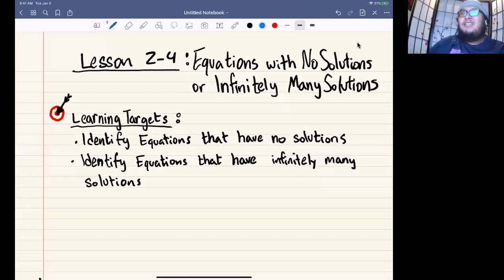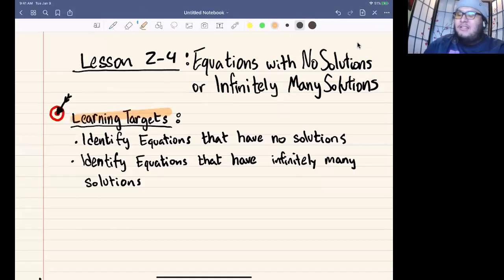We're gonna go over lesson 2-4 in our book, that's our Springboard Algebra 1. We're gonna be going over equations with no solutions or infinitely many solutions. That can mean a lot of things in math, but we're gonna focus on it today.